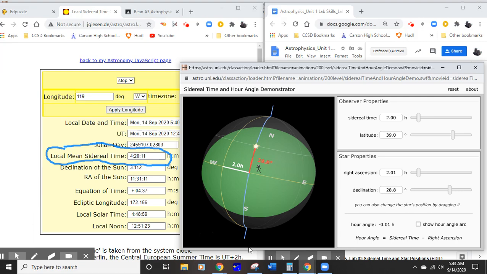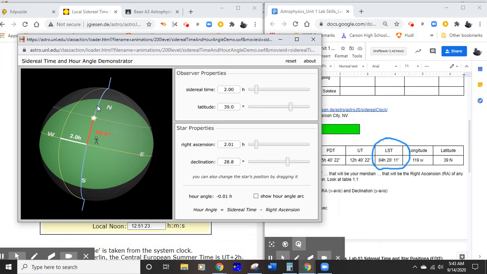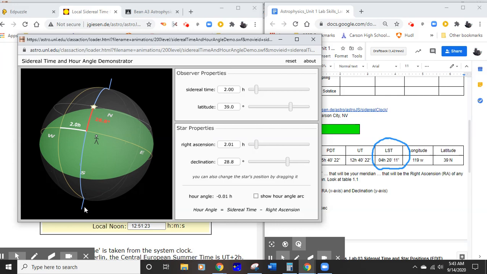So let's go back over here. Take a look at this. What's the meridian? Remember, it was that imaginary line. If I'm standing here, the meridian is that imaginary line that goes through my zenith and all the way to the north and south pole, like this in the night sky. So that's my meridian.